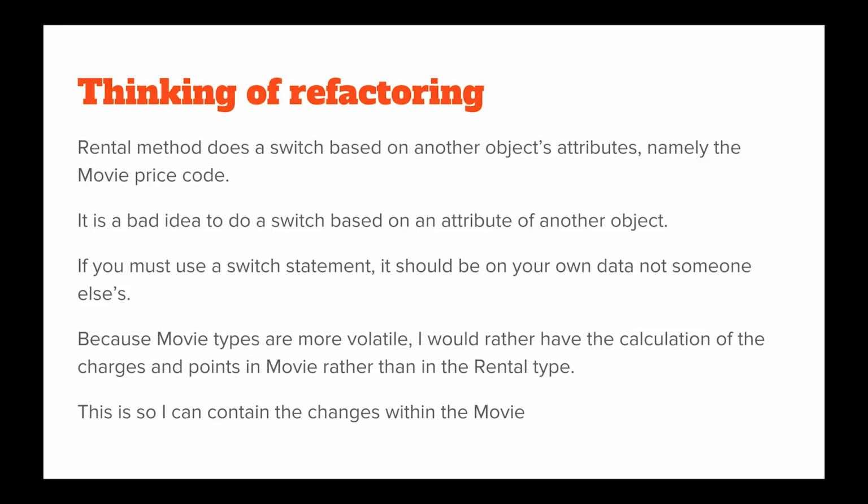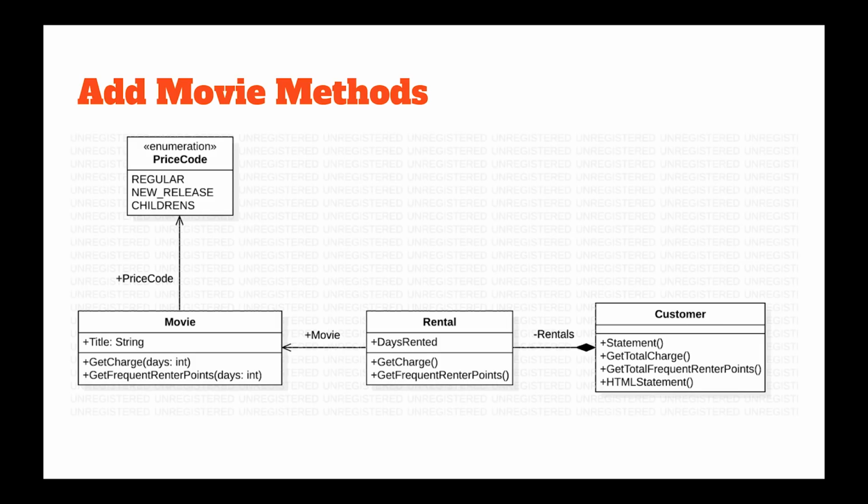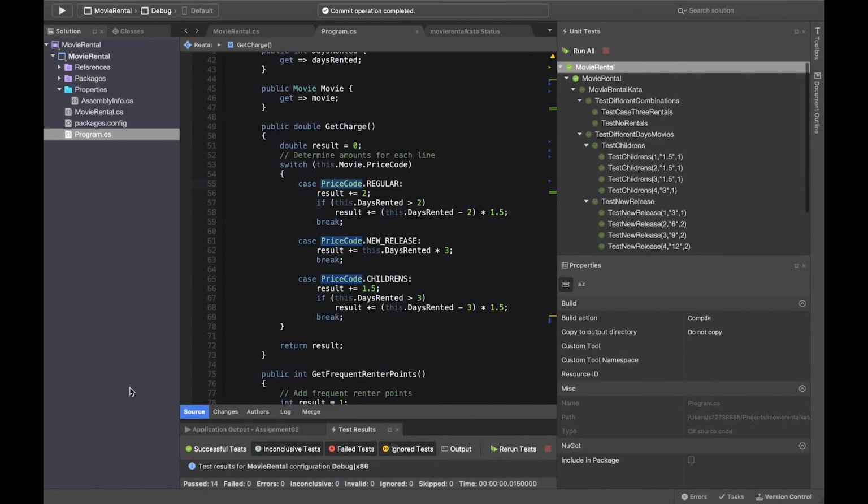So when we think about refactoring and look at our code, the method does a switch based on another object's attributes, which is the movie price code. But it is a bad idea to do a switch based on an attribute of another object. If you must use a switch statement, it should be on your own data, not someone else's. Because movie types are more volatile, I'd rather have the calculation of charges and points in movie rather than the rental type. This is so I can accommodate changes within the movie. So I will move the methods to movie, get charge and get frequent renter points.